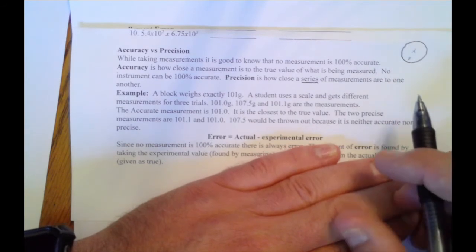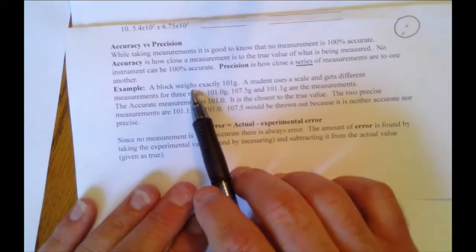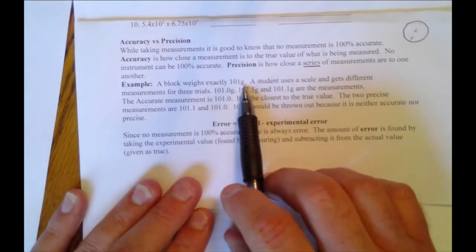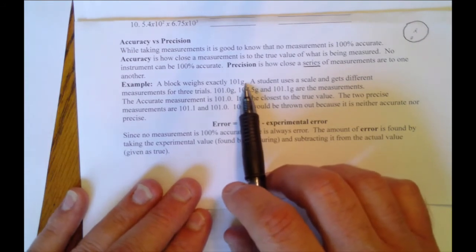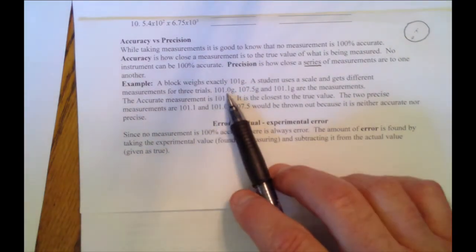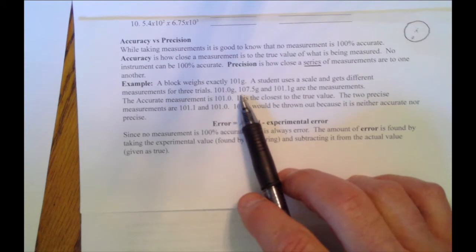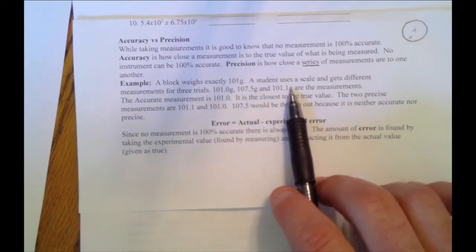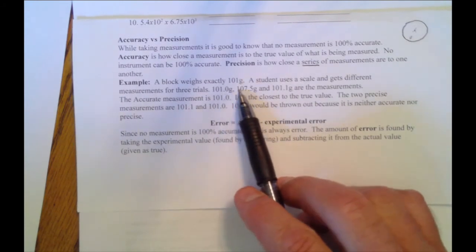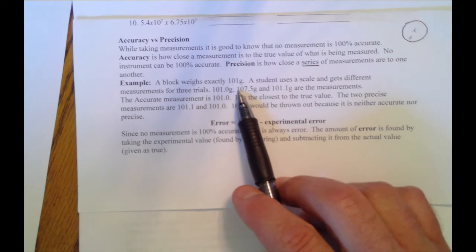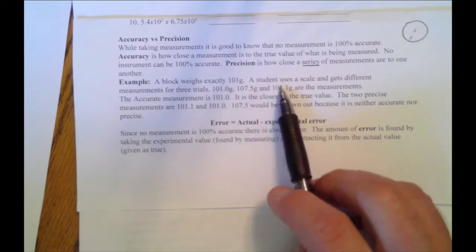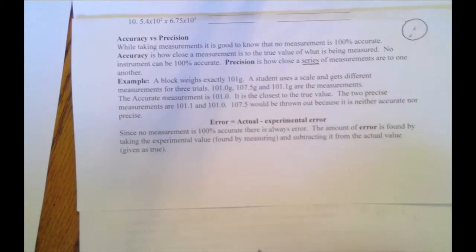So, if we take a look here, if a block weighs exactly 101 grams, scientists measured this with everything in the world they could, and they found out it's exactly 101 grams. This is just an ideal situation. A student tries 3 times to measure it. He gets 101.0, 107.5, and 101.1. Well, out of these, this is the most accurate one. This one is way far away, so that's probably an outlier. The student should probably throw that out. And then they have these 2 measurements, which are both precise, because they're close to each other.